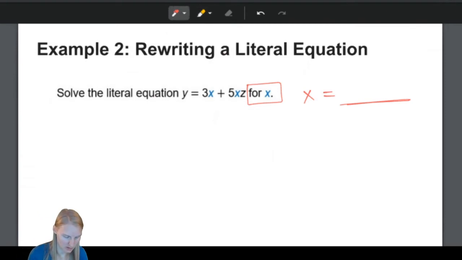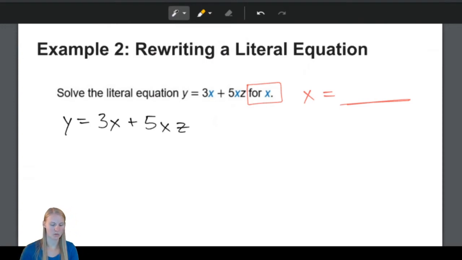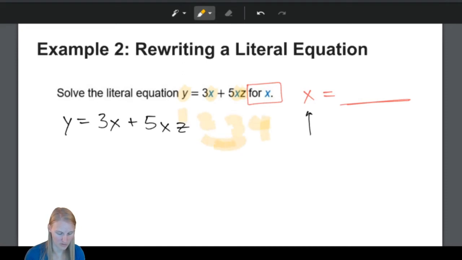So let's rewrite the equation over here. Y equals 3x plus 5xz. And we want to solve for x. So remember that we are getting x by itself. Oh my goodness, I almost forgot. When we have y equals 3xz, we actually have 4. I was wrong. We have 4 variables, and only 2 of them are the same. So we do still have 3 different variables in this equation.